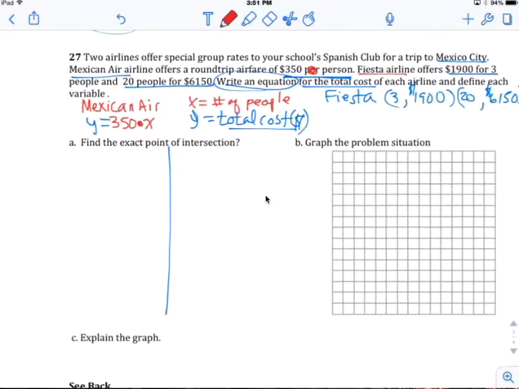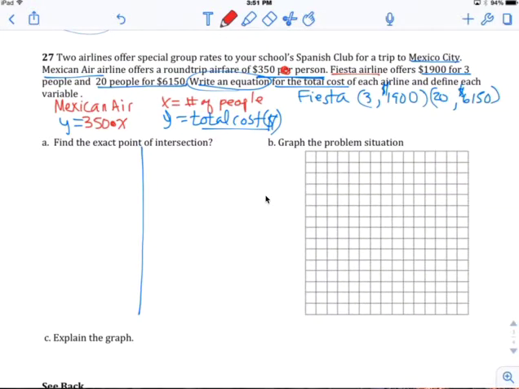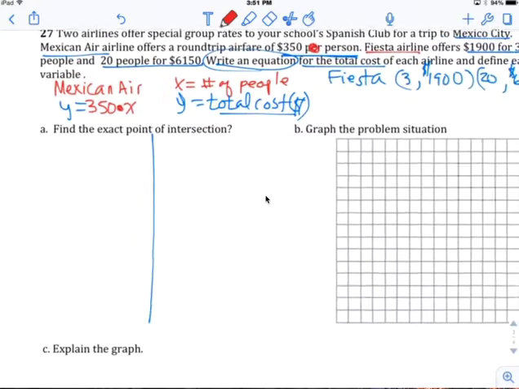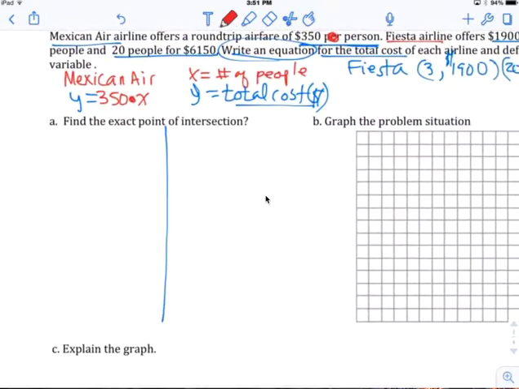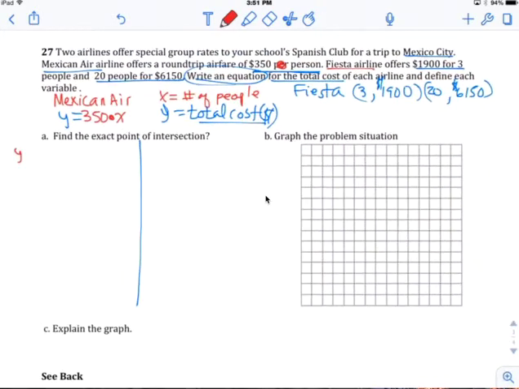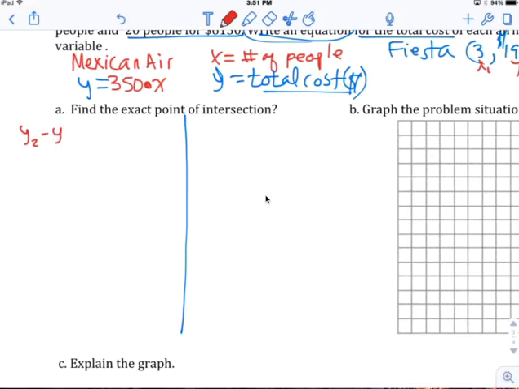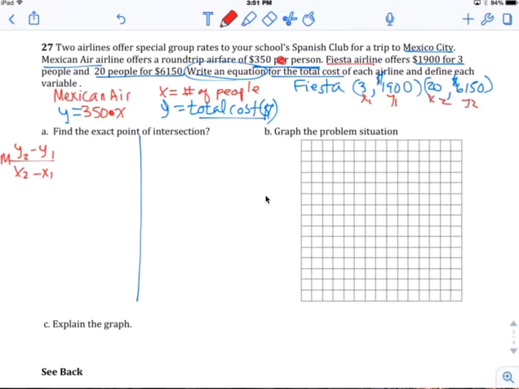My goodness, it's going to be on your, not this quiz, but it'll be on your test. I'm going to look for this on your homework. Y, you need to find a rate of change first. X1, Y1, X2, Y2. Okay, Y2 minus Y1, X2 minus X1, that's just slope. 6150 minus 1900 over 20 minus 3.